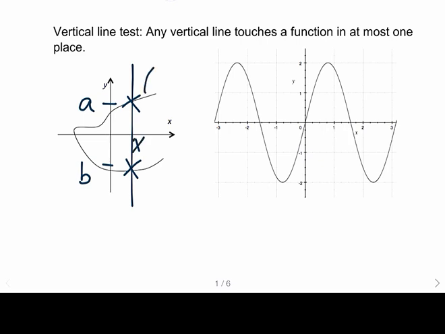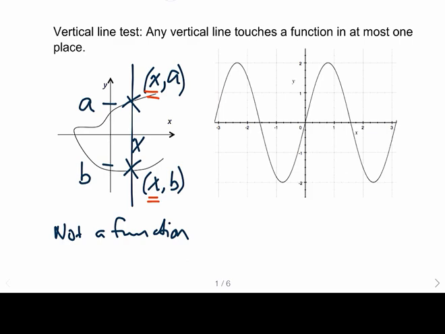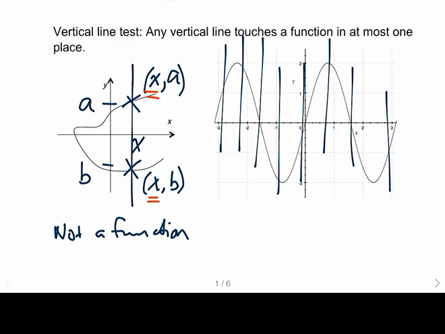Then the point at the top has coordinates x comma A. The point at the bottom has coordinates x comma B, and now we see that a domain element is repeated if we were to list this as ordered pairs, and that violates what we call the vertical line test. And so this is not a function. It's a relation, but it's not a function. In the one on the right, any vertical line that I try to pass through this graph touches it in at most only one spot. And so this is the graph of a function. This is what it looks like to pass the vertical line test.